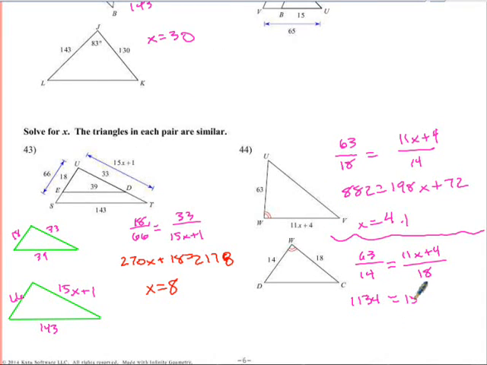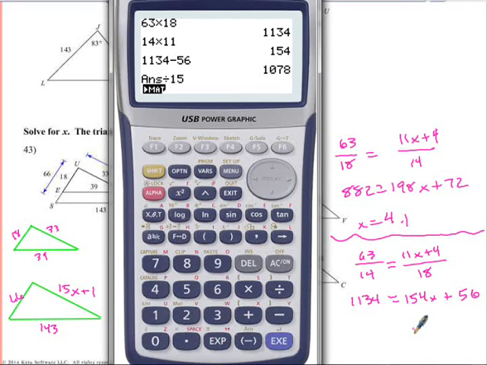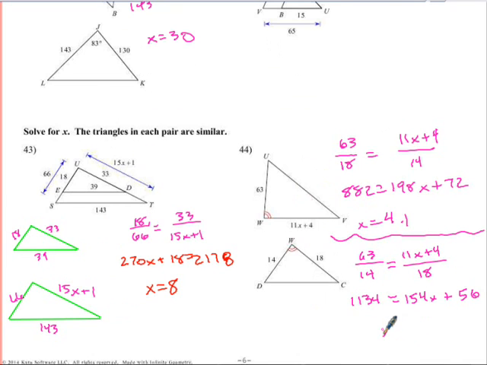So that's 154x plus 56. And then let's do 1134 minus 56 divided by 154. And I get 7. See, so I'm going to bet that this is the correct setup and that one's not. Again, like I said, I don't think these two triangles are labeled well. So on a test or quiz, you would ask your teacher, what's the correct setup here, okay?